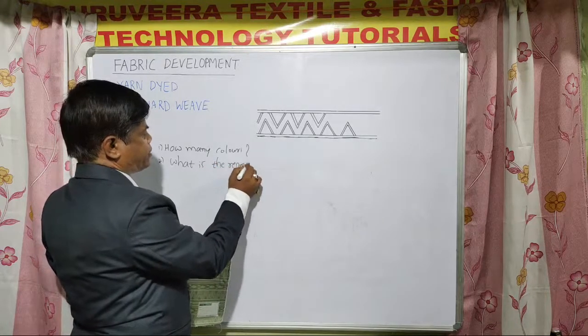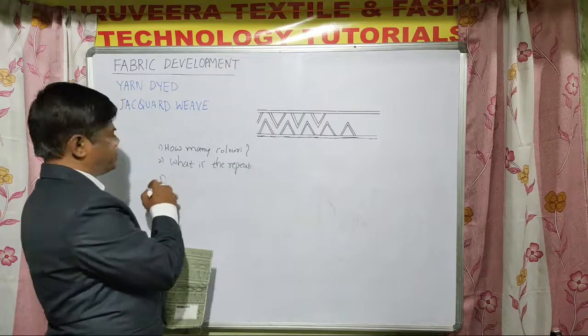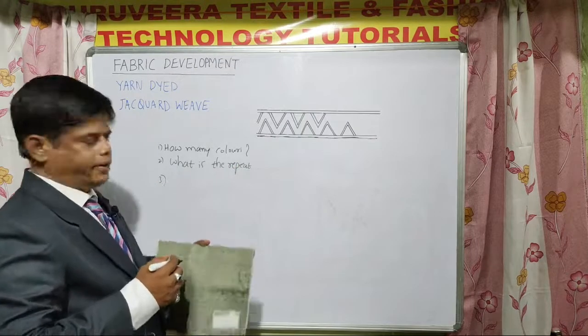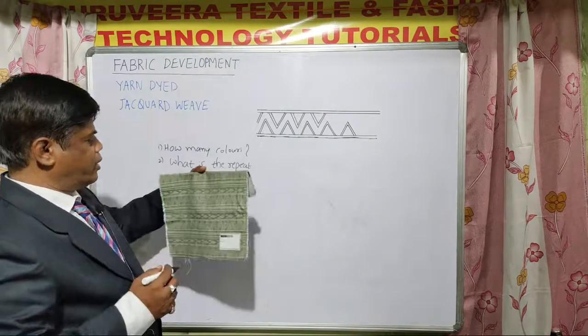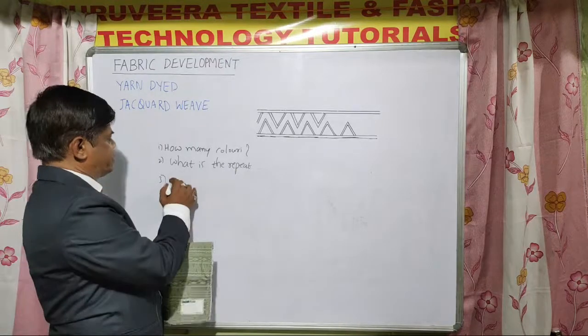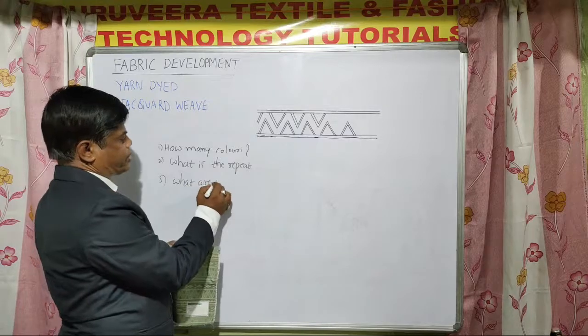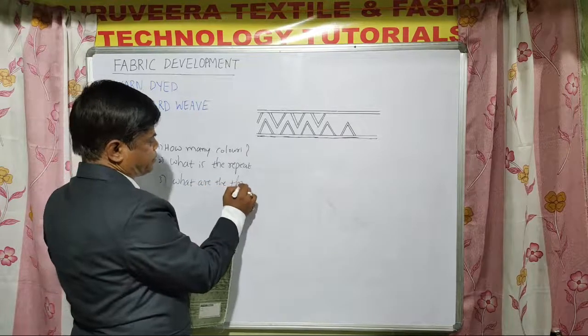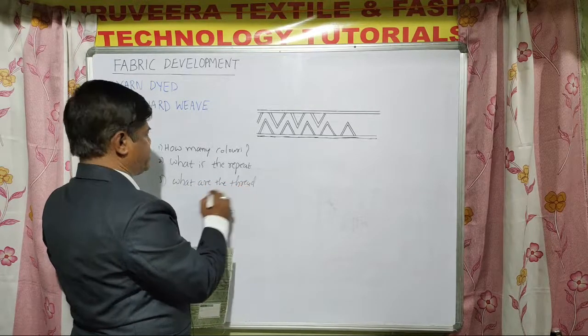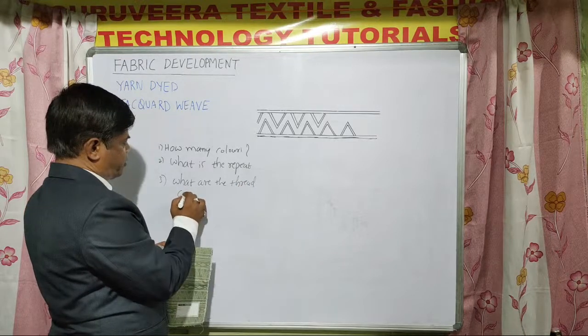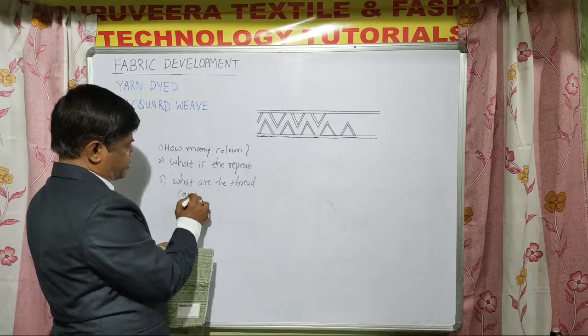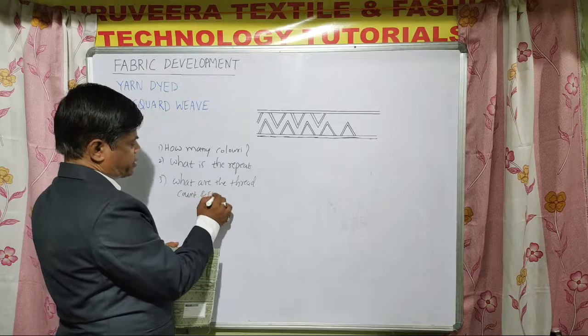First repeat size. And third one is, okay, whether it can be developed. What is the count? Yarns. What are the thread counts? Construction, thread constructions. Count and constructions.